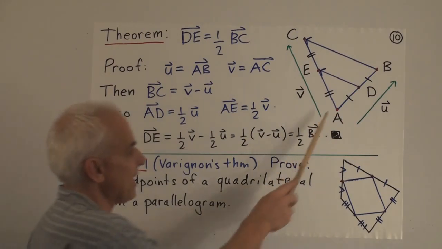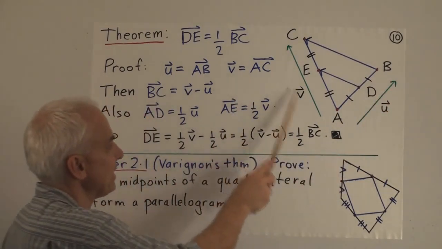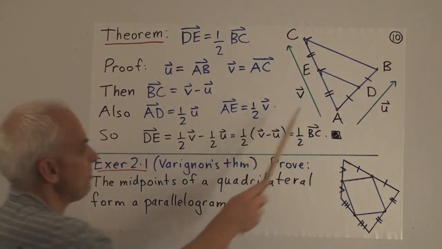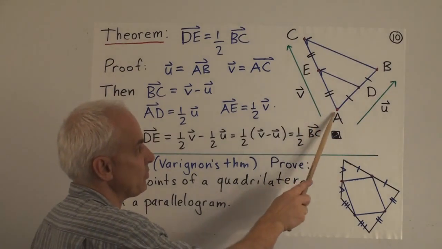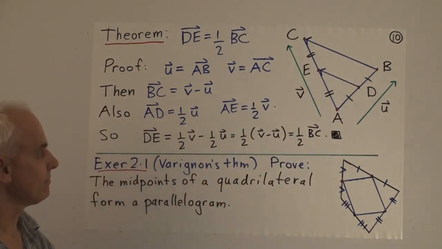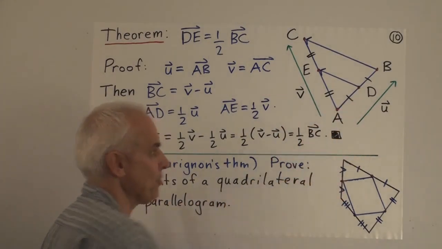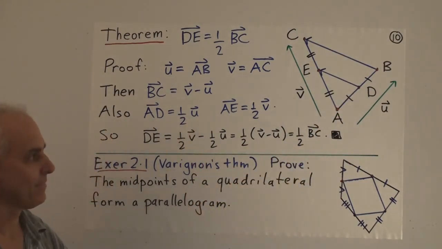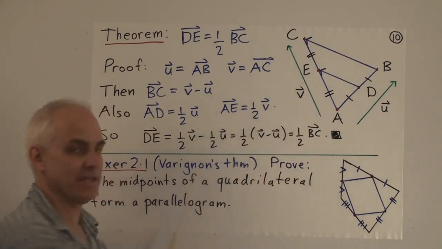So we let AB be the vector U, say, and AC be the vector V. Then B to C, that vector, is the difference between V and U. It's V minus U. What about AD? Well, that's 1/2 of U, because we're assuming D is a midpoint. And AE is 1/2 of V, because we're assuming E is a midpoint.